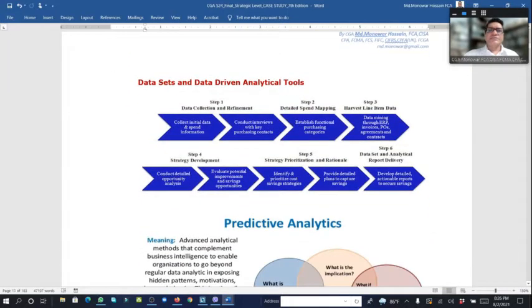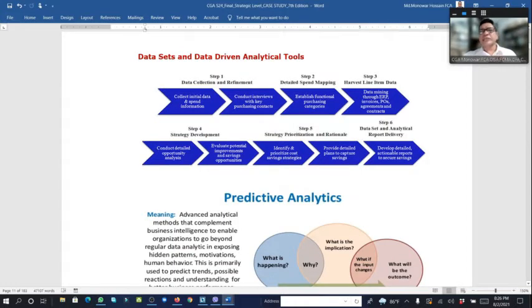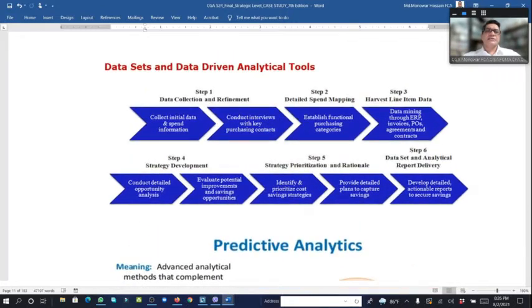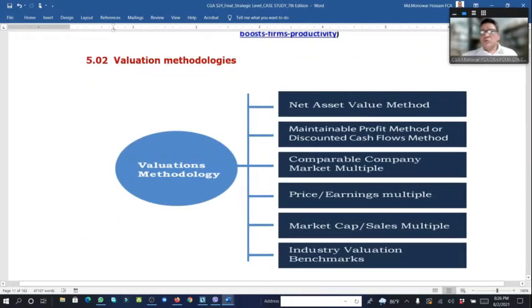And here, if you see, there are different types of data sets and data-driven analysis tools we are using. If you see this picture here, data collection and reinvestment, and collecting data, that is the flow. So here we are saying that we need valuation for a proper case study, because the case study is a 4-hour examination.